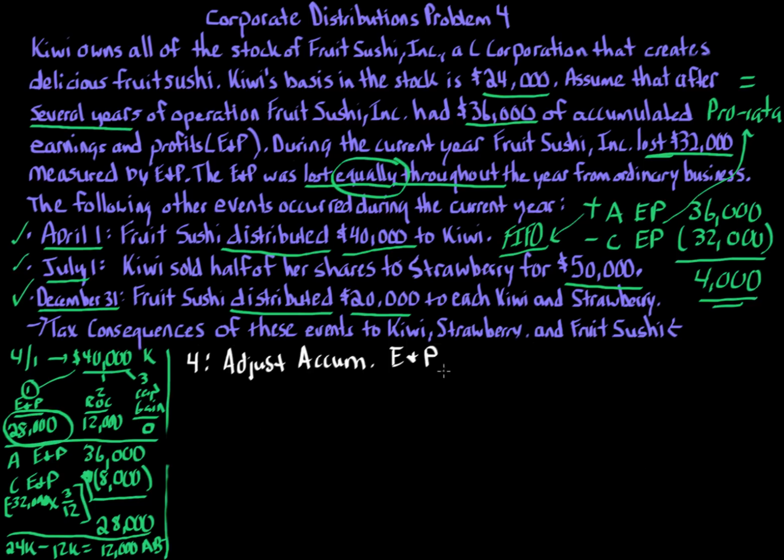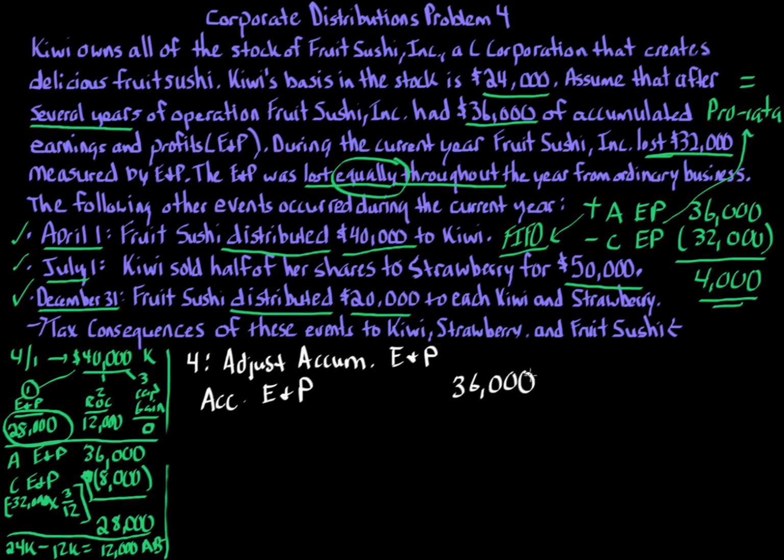Now, we use a formula. We have a formula, right? And we always start with our accumulated EMP that we're given in the problem, what we have, if you roll it over from the previous year. So it's at the beginning of the year. So here, that's $36,000. So that's what we start with.